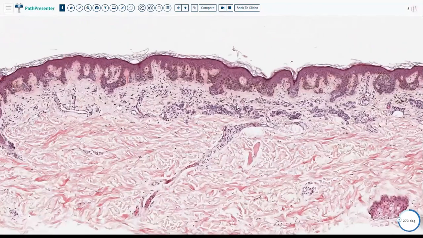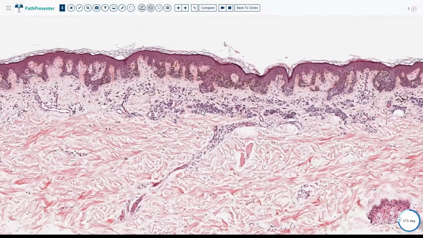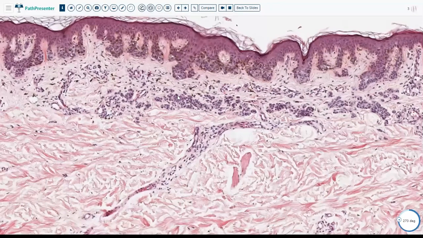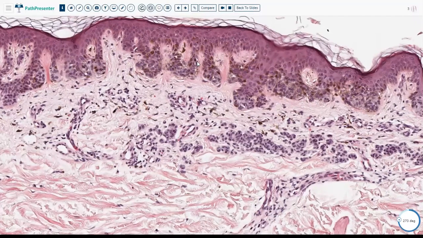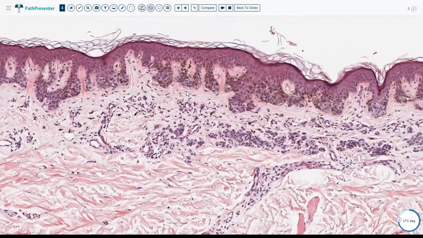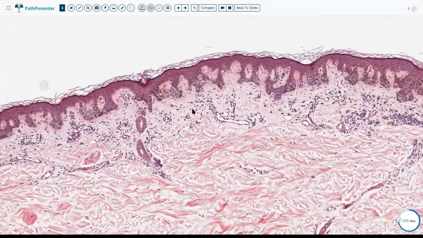Okay, it's a good point. When you said lentigo, you must have focused on the rete ridges and the colored rete ridges, which is not bad. But if you focus here, there's a lot of nests. In a lentigo, you would not find nests. What defines a lentigo is a pigmented lesion with minimal, if not no, increase in melanocytes. But here we see a lot of nests. So that excludes a lentigo, but a good differential.